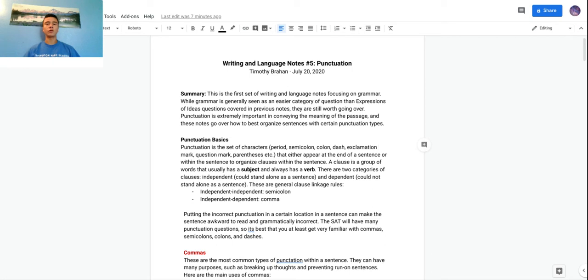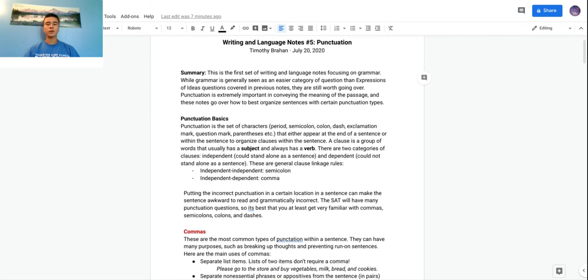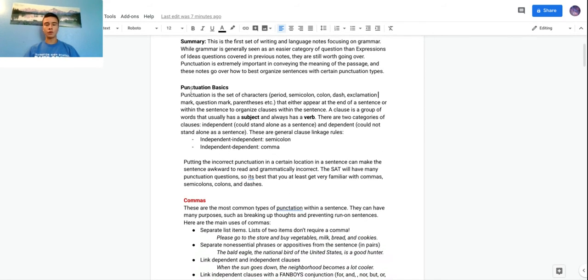But expression of ideas is just like the sentence placement that I went over last week, like sentence addition and deletion, all the big stuff that's not just grammar and punctuation. Grammar is generally seen as easier than expression of ideas, because the questions are a little less subjective, and there are actual specific rules. But it's still definitely worth going over punctuation, because it can be pretty tricky to know where types of punctuation go within the sentence. So here are the punctuation basics.